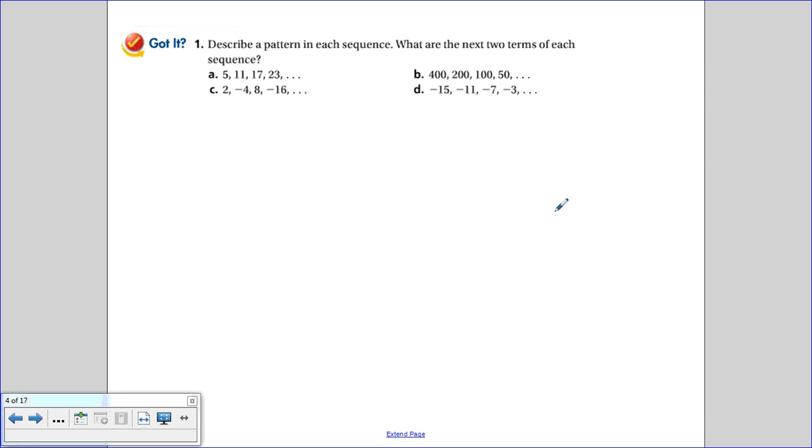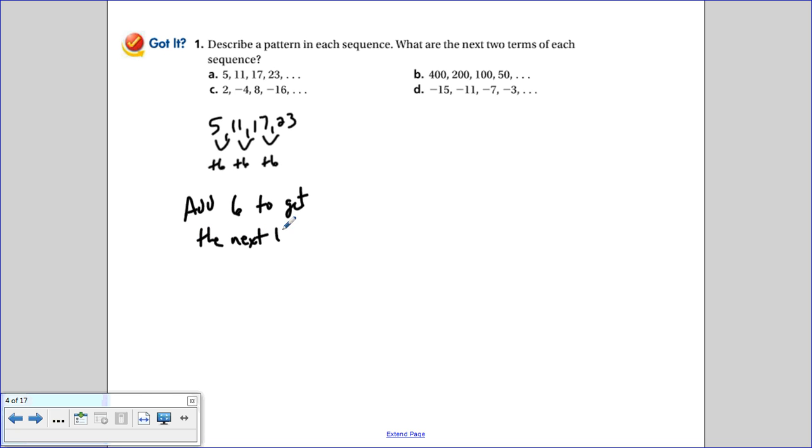Okay? Describe a pattern in each sequence. What are the next two terms of each sequence? Okay, again, 5, 11, 17, and 23. Between 5, 11, 17, and 23, is there anything that we add or subtract each time? Yes, we add 6 there, add 6 there, and add 6 there. So describe the pattern. Add 6 to get the next number.